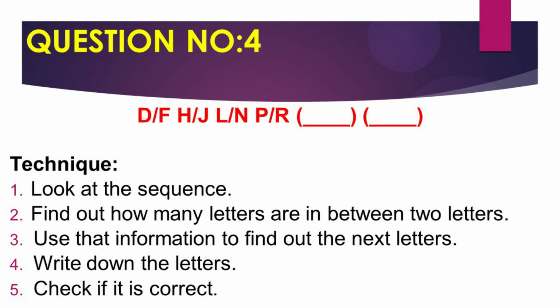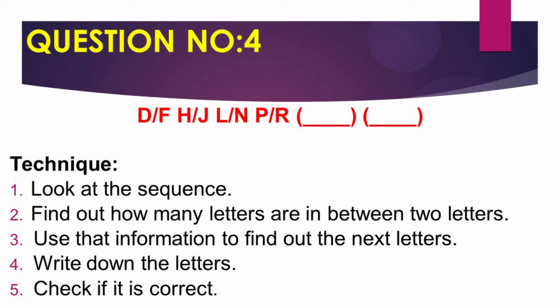Let's use the technique and work out the answer. First, look at the sequence. D/F, H/J, L/N, and P/R. Find out how many letters are in between two letters. For now, only consider the first letter before the slash. So D, H, L, and P. We will consider the others later. There are only 3 letters between D and H, which are E, F, and G. So that means we need to count forwards 4 letters after P, and then 4 letters after that letter.